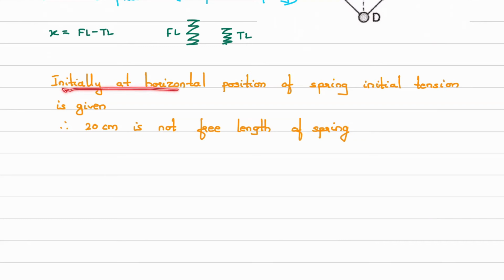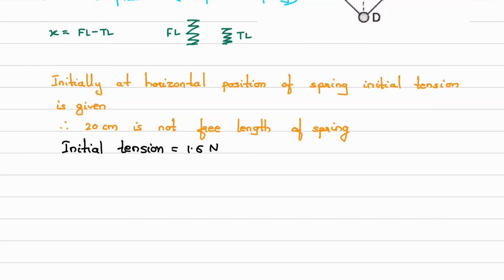Initially, at the horizontal position of the spring, an initial tension is given. So 20 centimeter is not the free length of the spring. Very important point. So what is the initial tension given? Initial tension is equal to 1.6 Newton, meaning this is the spring force.